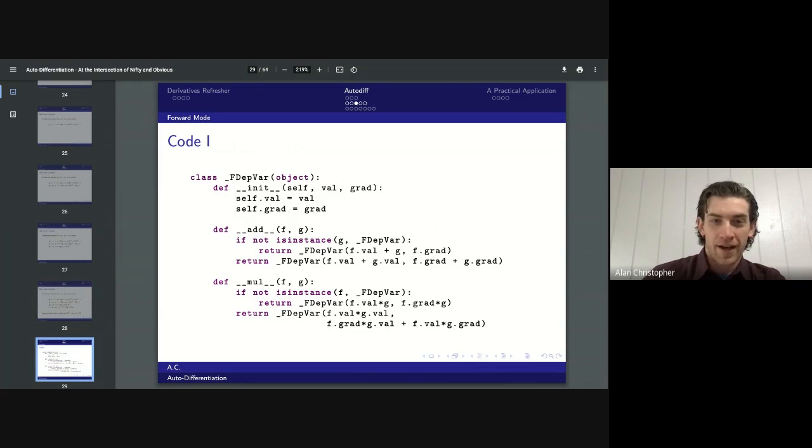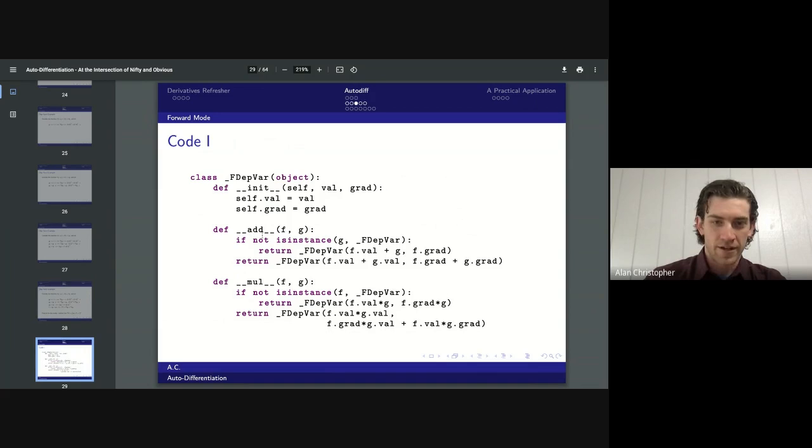Okay, so let's see what that would look like in Python. This is a toy implementation. Please don't use this in prod, but it should be enough for us to get the concept. We have here an _fdepvar object, which stands for forward dependent variable. We've got an underscore in front because this is not something that should be viewed outside of the autodiff package. All it's going to do is create a new numerical data type which knows the value, and it knows the gradient like we were using on the last slide.